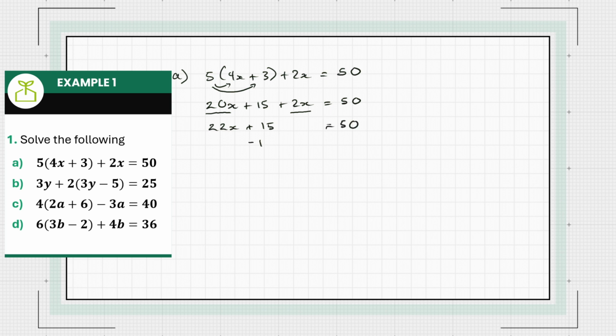Now we can take away 15 from both sides. We're left with 22x is equal to 35. Now x is going to be equal to 35 divided by 22.